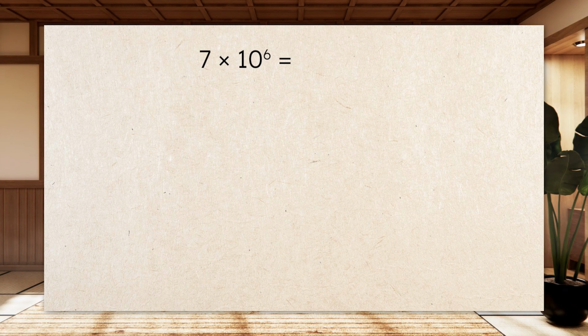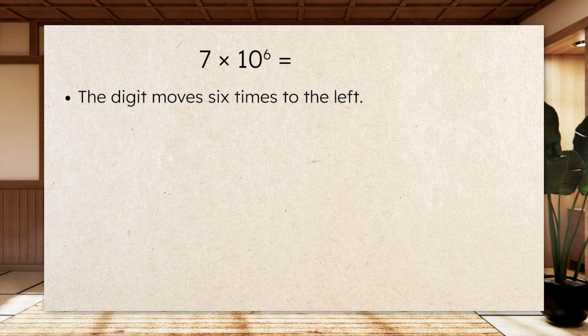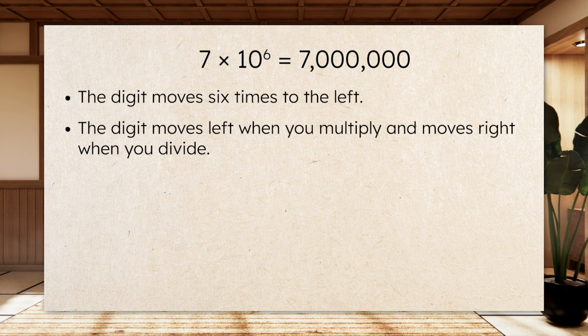When we multiply 7 times 10 to the 6th power, the digit moves 6 times, the same as the exponent of 6. And since we are multiplying, the digit will shift to the left. The value becomes 7 million. Multiplying or dividing by powers of 10 changes the digit's place and value: left for multiplying, right for dividing. The exponent informs us how many places the digit will move. This pattern holds true when multiplying or dividing by any power of 10.